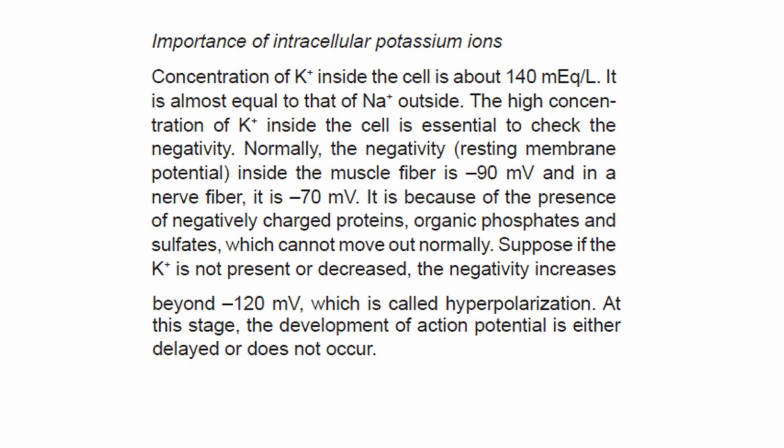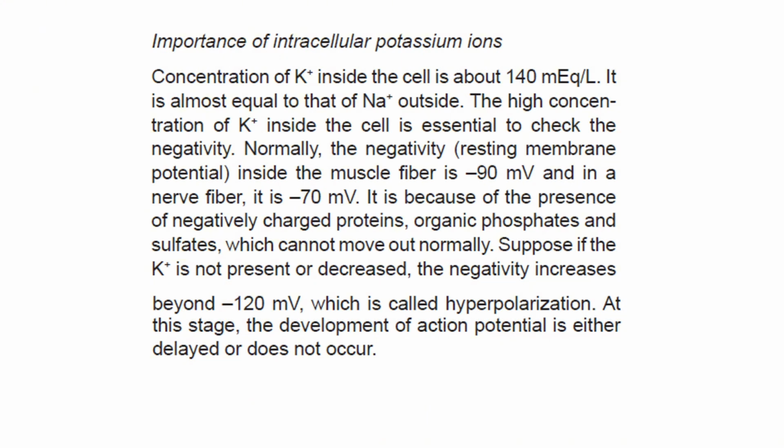So the concentration of potassium inside the cell is approximately 140 milliequivalents per liter, which is significantly higher compared to the concentration of sodium outside the cell. This high intracellular potassium concentration is essential for maintaining the negativity inside the cell, which is a key characteristic of the resting membrane potential. In a typical muscle fiber, the resting membrane potential is around minus 90 millivolts, while in nerve fiber, it is approximately minus 70 millivolts.